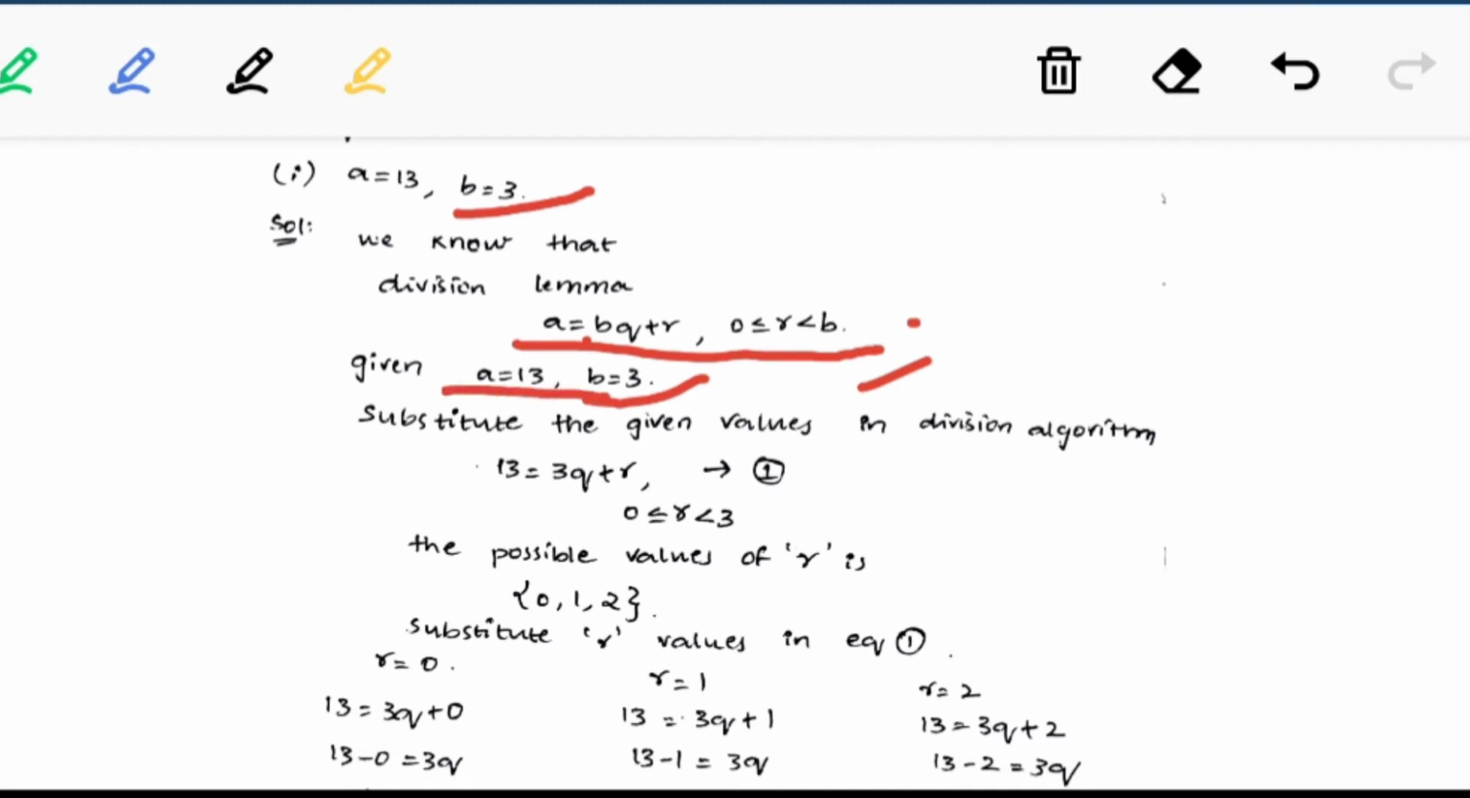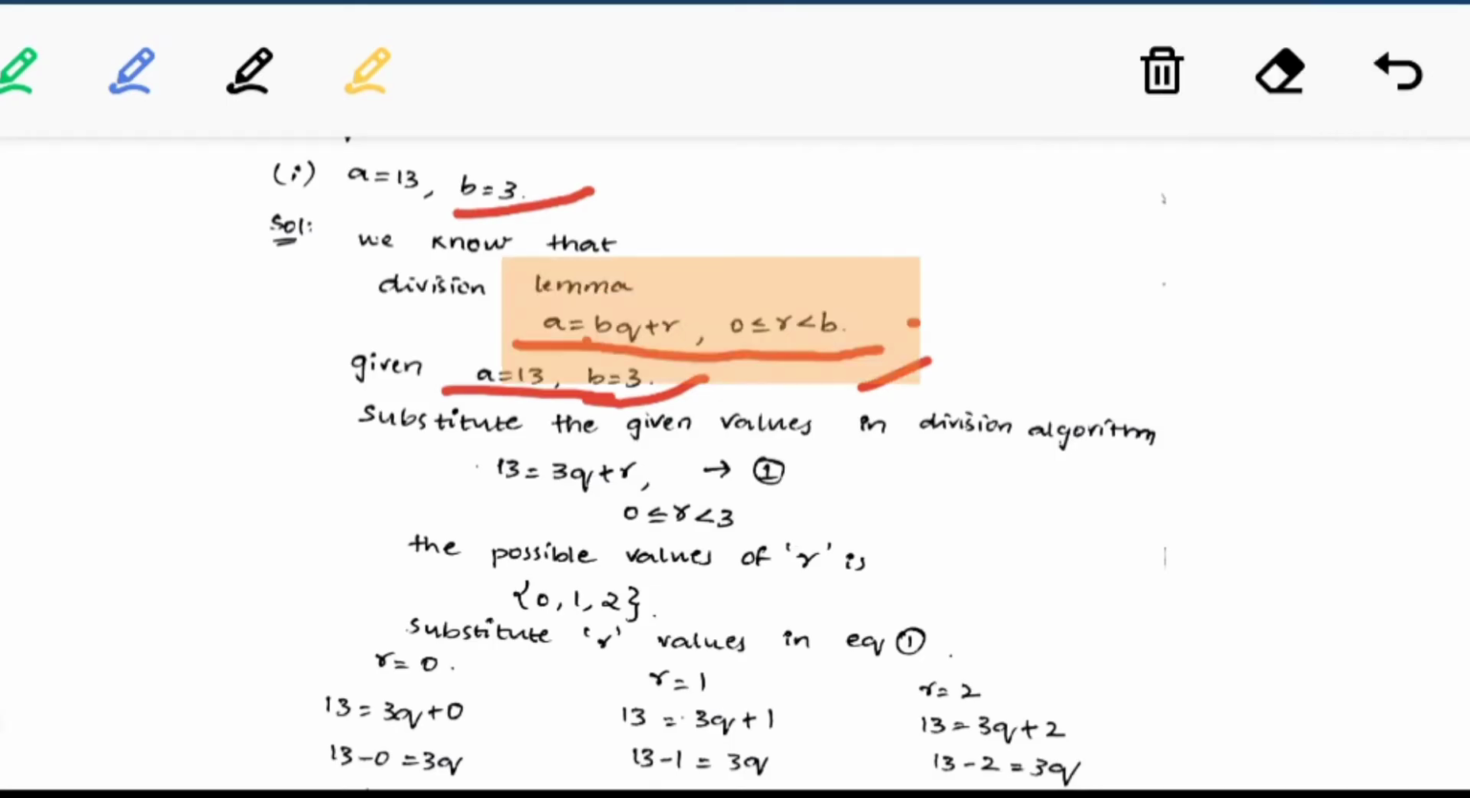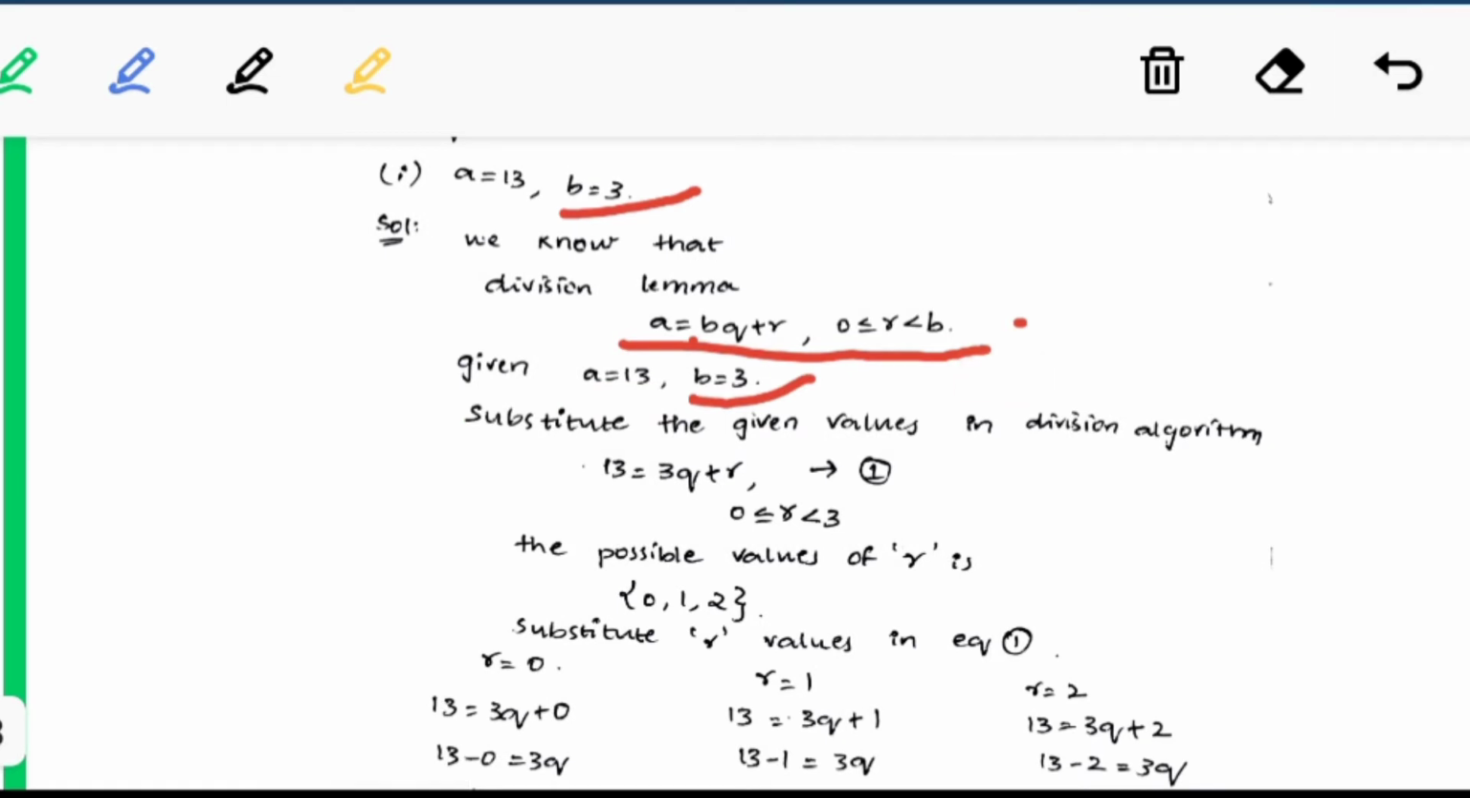You need to substitute these a and b values in the equation, that is, a equal to bq plus r, where 0 less than or equal to r less than b. What does substituting a and b values in the division algorithm mean? In place of a, replace with 13, and in place of b, replace with 3 in the equation a equal to bq plus r. We need to substitute a as 13 and b as 3. Now after substituting, we got the equation like this.